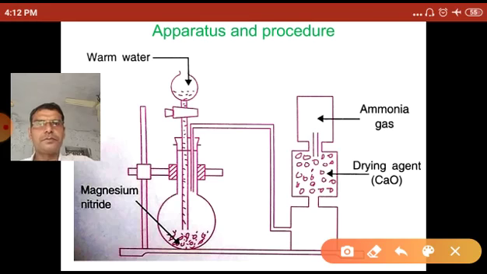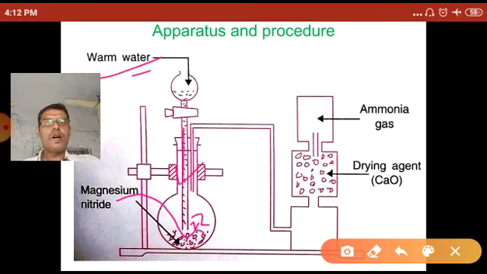Now the procedure. First, take the magnesium nitride in the round bottom flask and add warm water drop by drop onto the magnesium nitride in this flask. So we add the warm water through the thistle funnel onto the magnesium nitride in this flask.